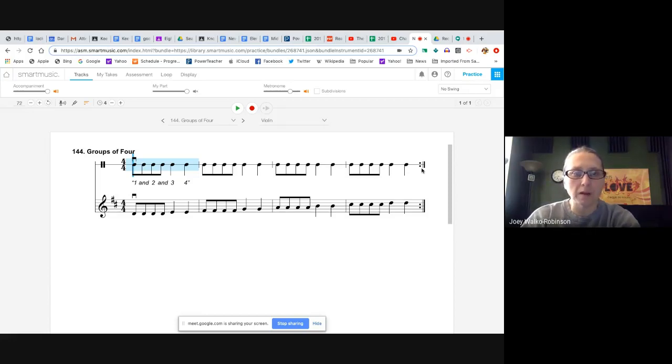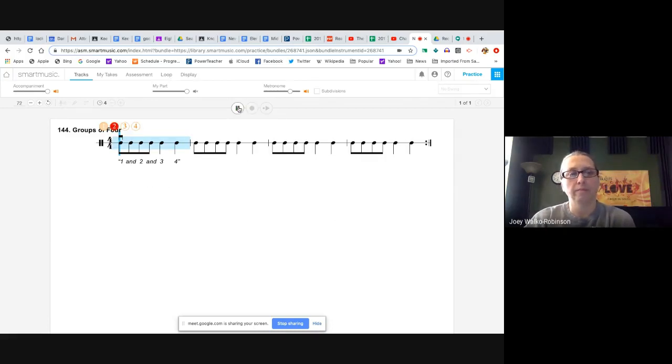The first thing we should do is clap through that. I'm going to hit play. The accompaniment is turned up, my part is not on right now, and the metronome is on at 72 beats a minute, so this should be okay. We're going to try this out. One and two and three, four. One and two and three, four. One, two, three, four. Again.